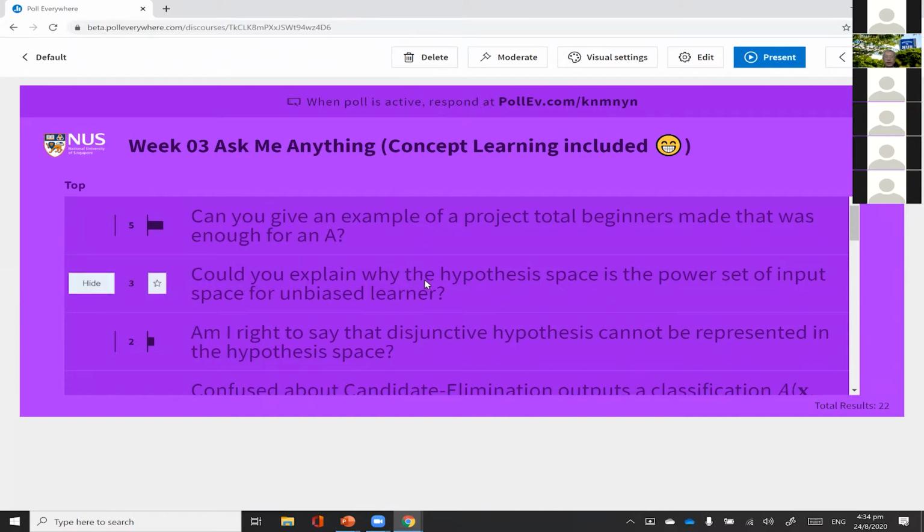Could you explain why the hypothesis space is the power set of the input space for an unbiased learner? So I think I covered that, but if you are not sure about that, I can cover it again, okay? Basically, we can enumerate all of the possible values in script X, right? I gave the example of a Boolean two attribute problem. You have an x1 and an x2, and they both take Boolean values, so they can take yes or no, or positive and negative, right? So in this case, we have 4 rows: yes yes, yes no, no yes, and no no, right? And for these 4 rows, any target function will have to label all 4 of those rows, right?